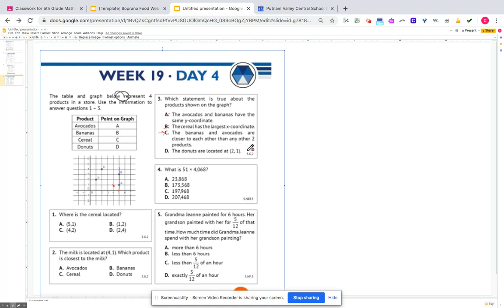The donuts are located at 2, 1. 2, 1 would be here, so that's not true. The donuts are actually at 1, 2. So C would be correct. Bananas and avocados are closer to each other than any other 2 products on this coordinate grid that we can see.